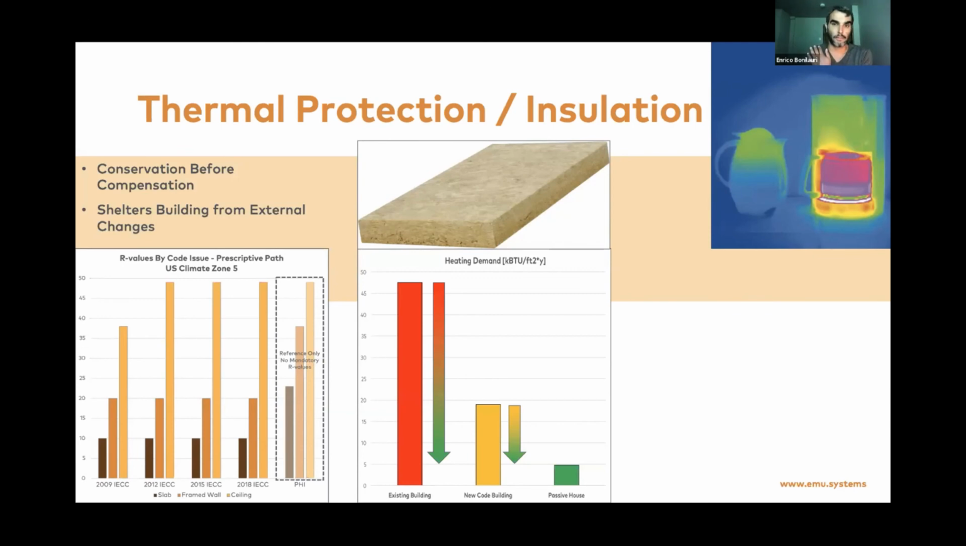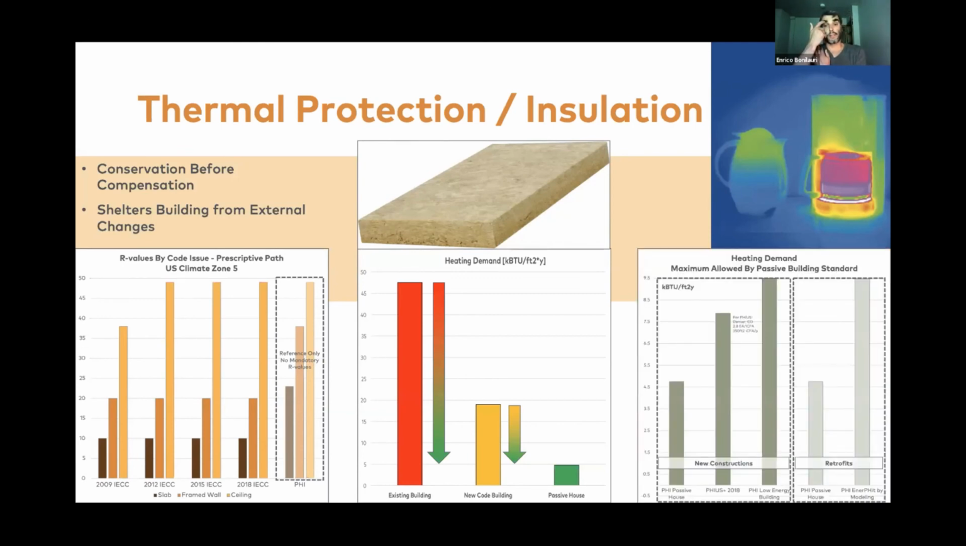This graph on the right shows the heating demand goals of different Passive House standards, starting on the left-hand side with the PHI Passive House standard at 4.75 kBtu per square foot a year. For the PHIUS+ 2018, for the location of Denver, Colorado, we have about 7.9.